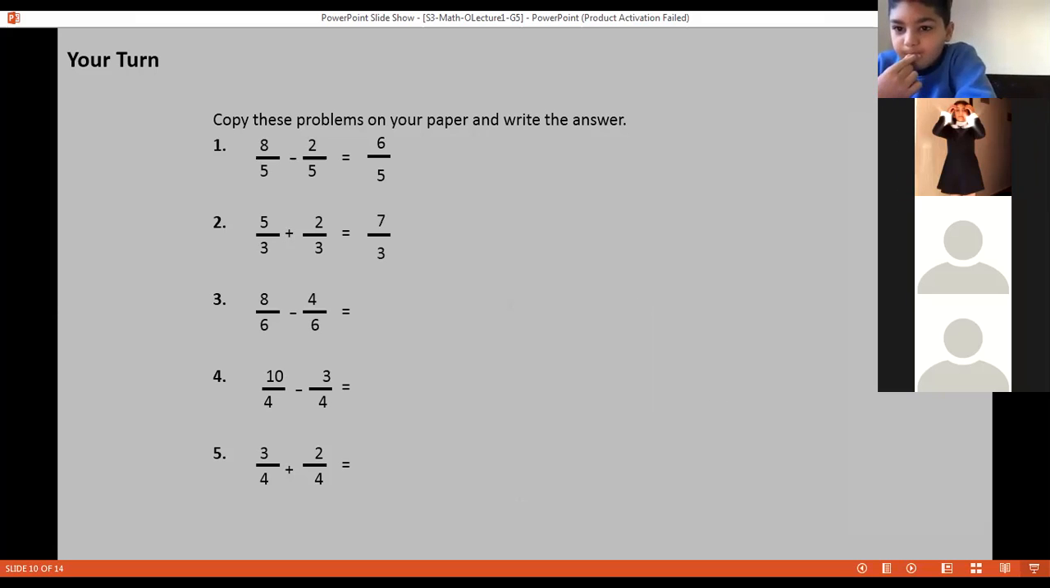Yalla Zahra. 8 over 6 minus 4 over 6. Are they like fractions? Yes, they are. Why? Because the denominators are the same. Very good. Yalla, subtract them. 8 minus 4 is 4, so the answer is 4 over 6. Excellent. Very good.